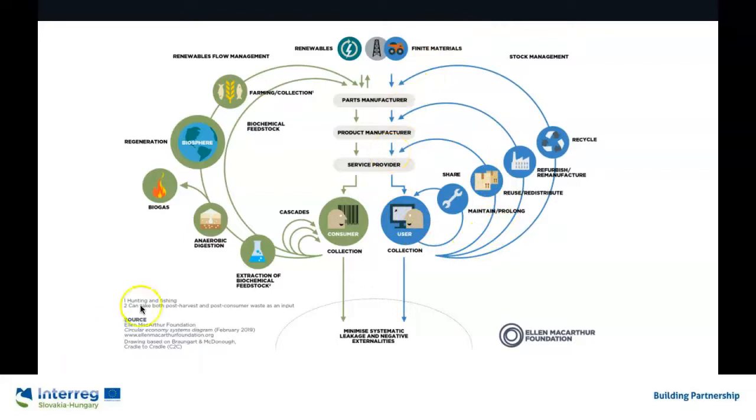At the second wing of the butterfly, the biological cycle. It contains biodegradable materials such as our food or wood-based products, which can be cycled through these cycles. They are renewable but can also be decomposed, and by decomposition, for example, through composting, can provide new nutrients that can further feed the biological cycle.